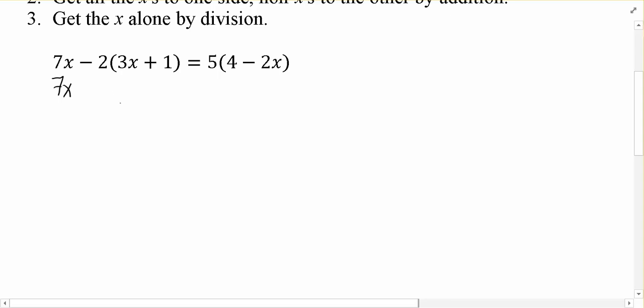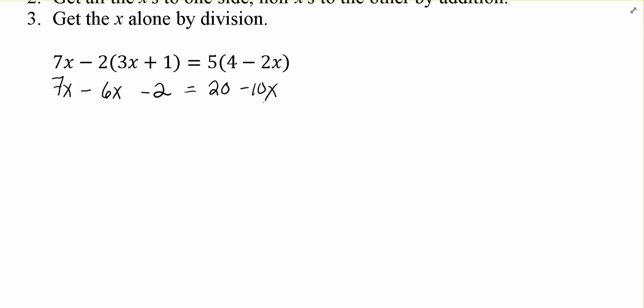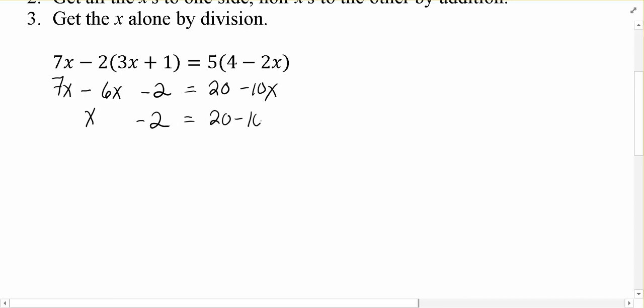So we're going to copy the 7x down, but we're going to distribute this negative 2 across. And then over here, we'll distribute the 5. All right, so still in the clean it up step now, we're going to combine some like terms. So we've got the 7x minus 6x is x. All right, so now we're done to clean it up.